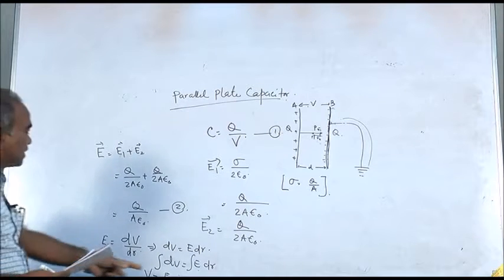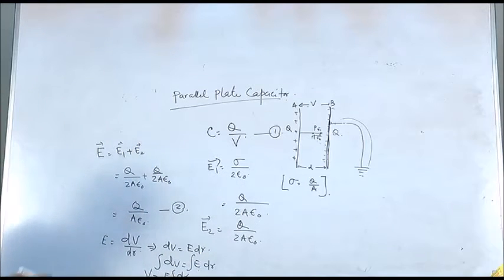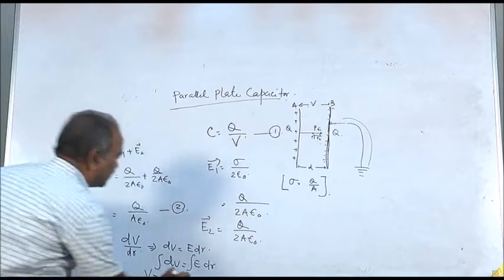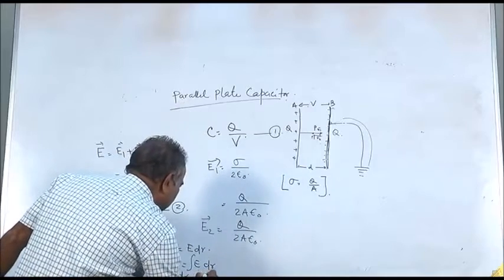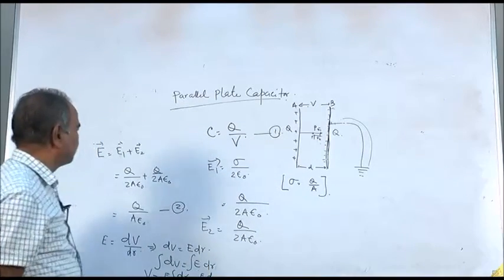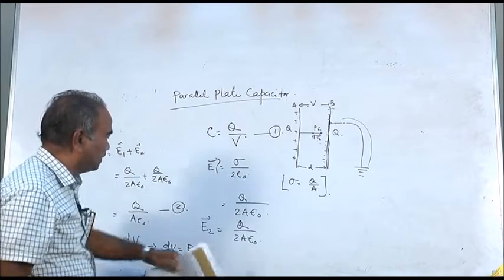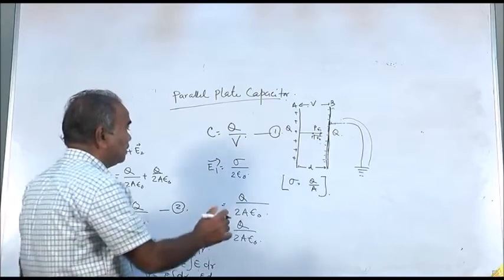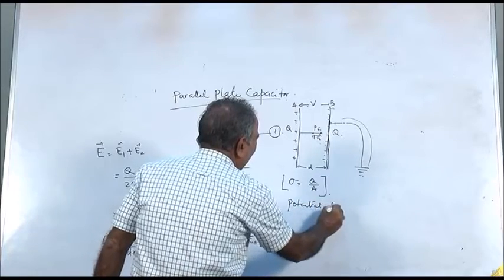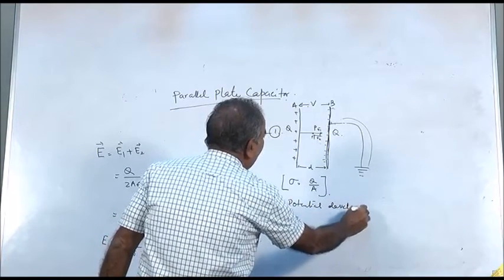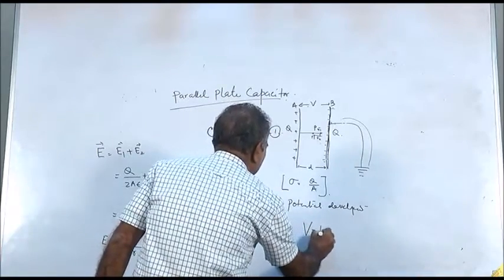So E is a constant, so this is the integral of dr. The constant is taken out of the integration sign, so E into dr. Here dr means total distance of separation between them, which is d, small d. So this is E into d. So V is equal to E into d. So the potential developed between the two plates of the capacitor is V is equal to E into d.